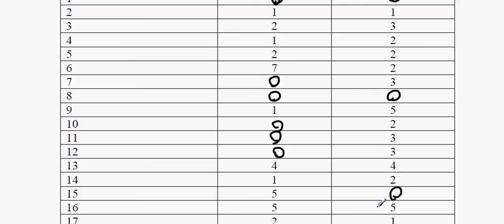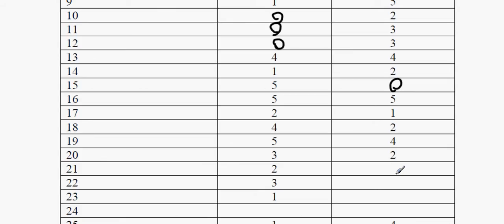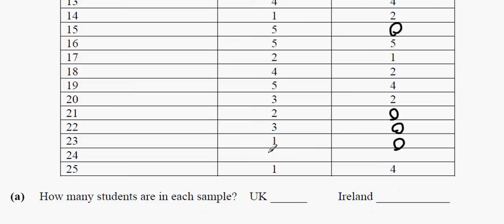So just fill in gaps as you need them, and we see that in the UK we have some students that spend much longer on the network sites than in Ireland, but then at the very end, 4 people from Ireland spend 25 hours, while only 1 person from the UK does. How many students are there in each sample?